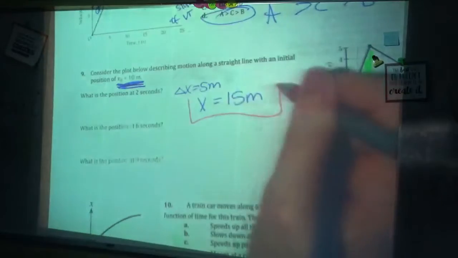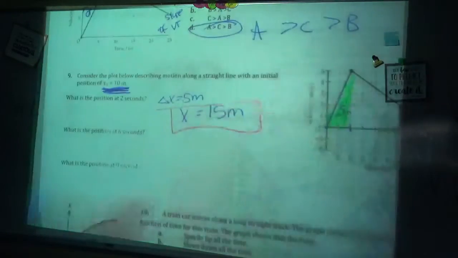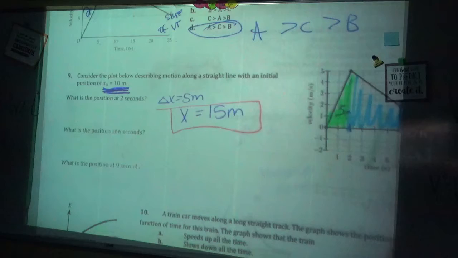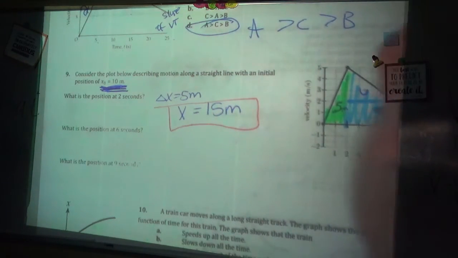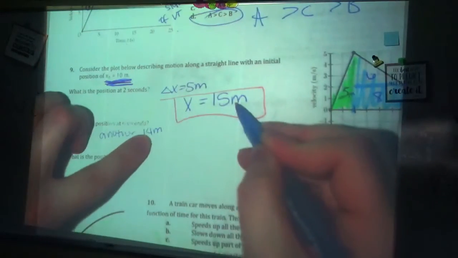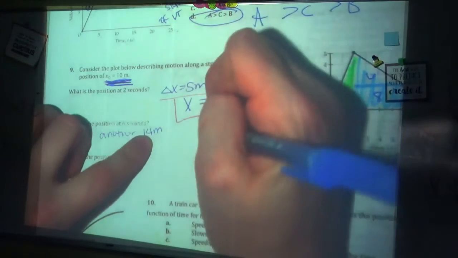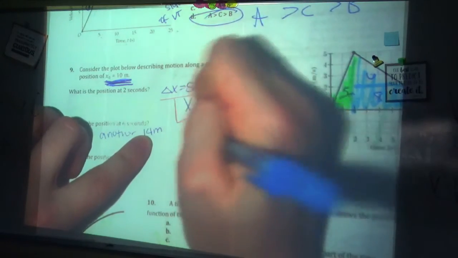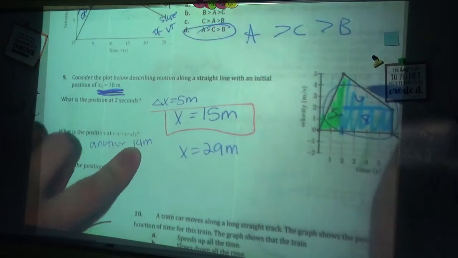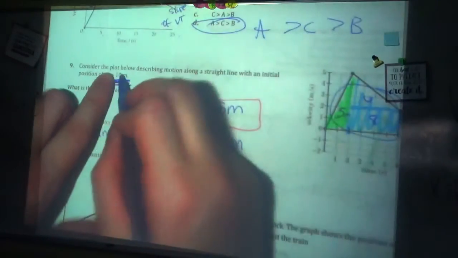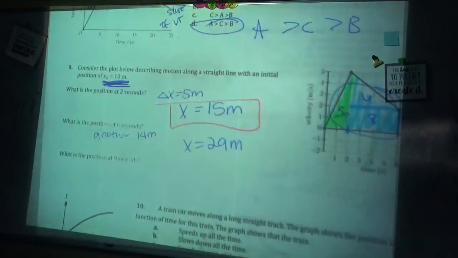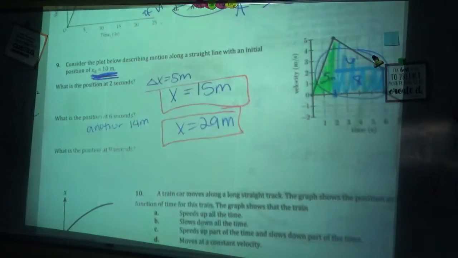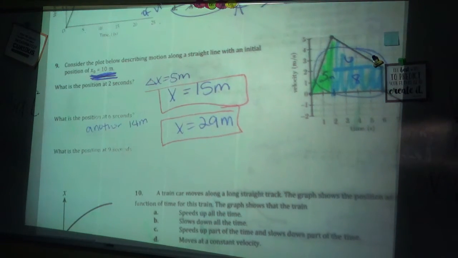And then after 6 seconds. So go to 6 seconds, that's continuing here. I broke it up into a triangle and a rectangle. This was 6, this was 8, which means in here it walked another 14 meters. So you could say the 15 plus another 14 gives me 29 meters. Or you could say now it's walked a total of 19 and just add that on to the beginning. 10 plus 19, you still get 29 meters, either way. And then position after 9 seconds.